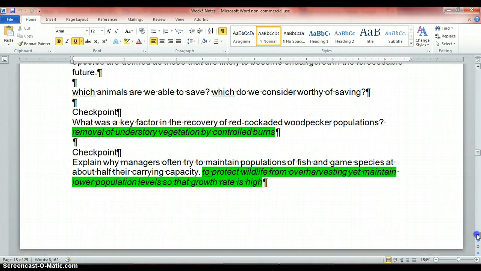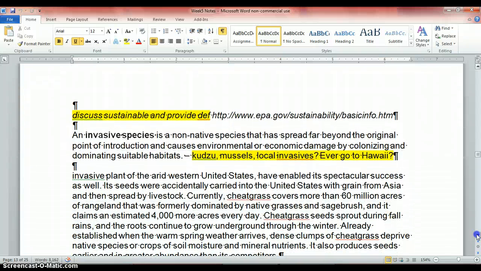Looks like the rhinos are going to be one of those. So sustainability, we talked about that, being able to use resources, and then there's a nice definition here at EPA.